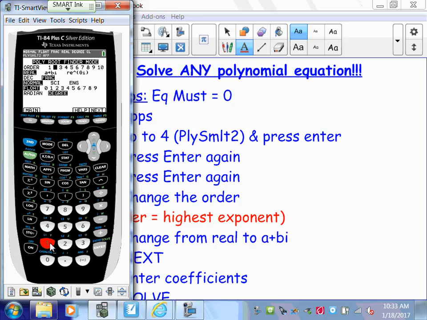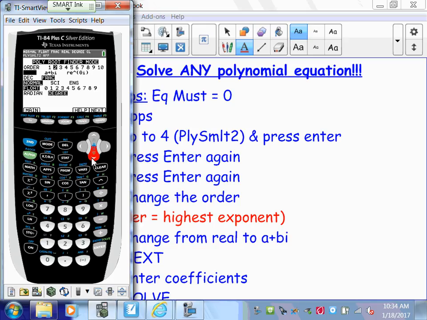The very first choice is your order. The order is the degree of your polynomial. So if the highest degree, the highest exponent, is squared, then you want to pick 2. For a cubic function, you want to pick 3, and so on. We're just going to leave it at 2 for now.